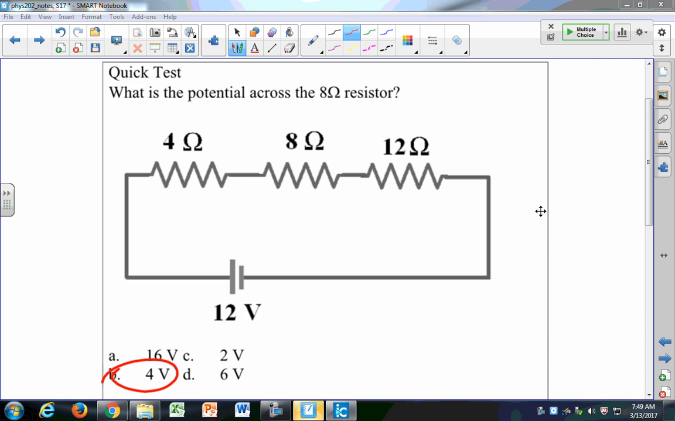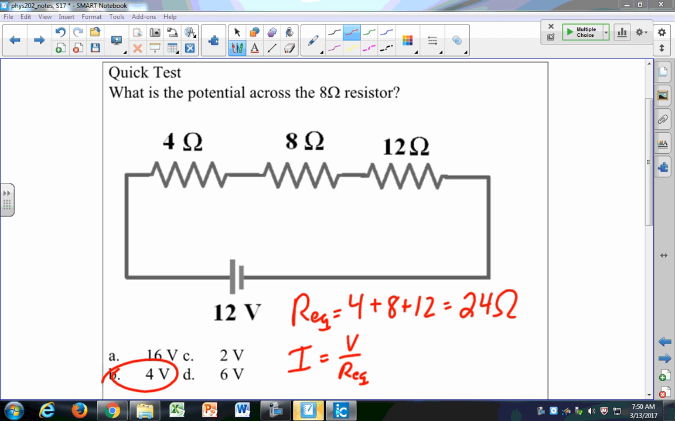The longer process here is to find the equivalent resistance. 4 plus 8 plus 12. And that's equal to 24 ohms. Then the current is V over R equivalent. That is equal to 12 over 24, or 0.5 amps. And then I know that I have 0.5 amps here, 0.5 amps here, and 0.5 amps here.